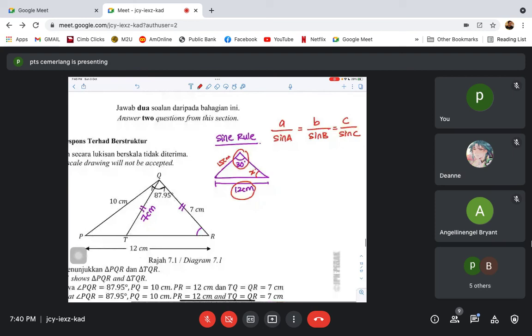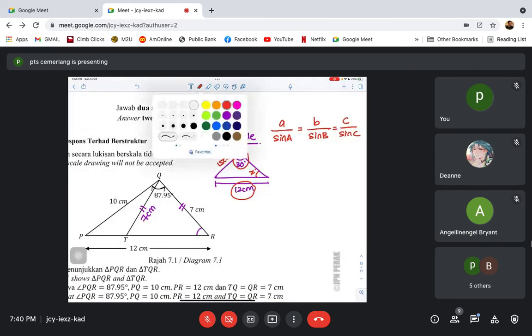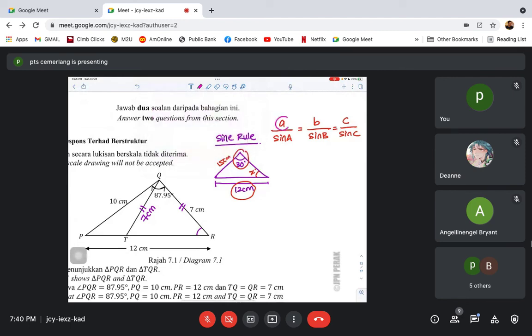This one is the side. Okay, I'm just doing some refresh. This one is the side lah. Okay, and then this A is the angle. Okay, ingat tu. So the side and the angle lah. So macam ni lah. This is the angle and this is the side. Okay, dia mesti bertentangan antara satu sama lain.